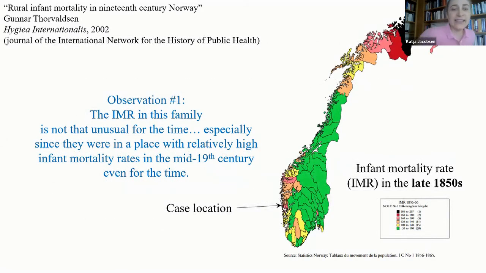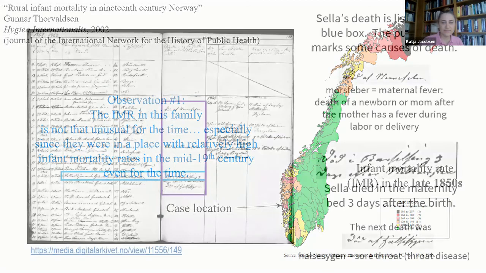The infant mortality rate in this family is not that unusual for the time. In particular, noting that this case location is in a place that had very high infant mortality rates back in the late 1850s compared to Norway as a whole. So that is not a surprise that the family is seeing in the records.